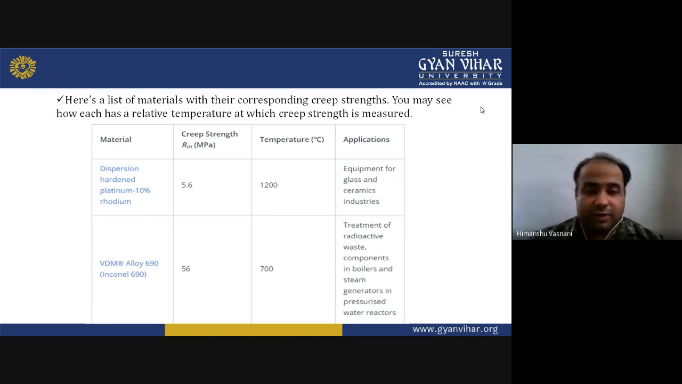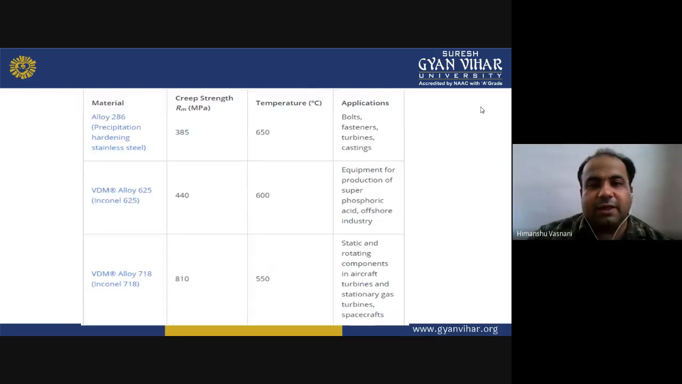So this is also an important table showing different materials and their heat strength, their temperature, and their application. You can see the difference in the applications, so much that is industrial. Then for another material, Alloy 286, it has a heat strength of 385 and a temperature of 650 degrees centigrade. So it can be used in bolts, fasteners, turbines, and castings.